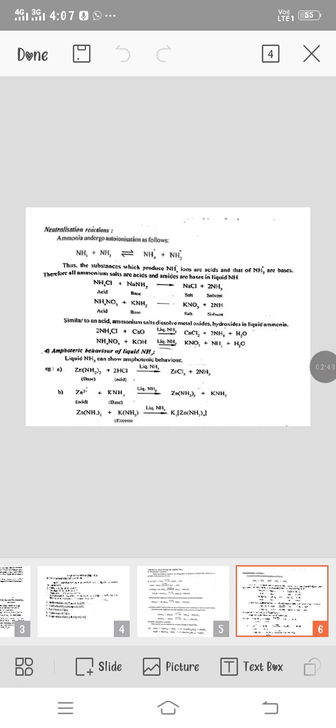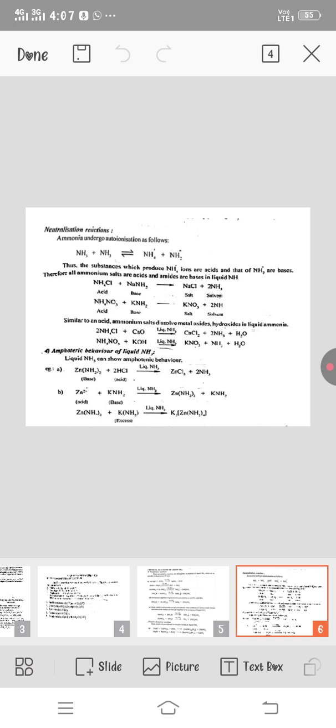Ammonia undergoes autoionization as follows. NH3 plus NH3 produces NH4 plus as an acid and NH2 minus as a base. For example, when NH4Cl reacts with NaNH2, it produces NaCl salt and 2NH3 solvent.